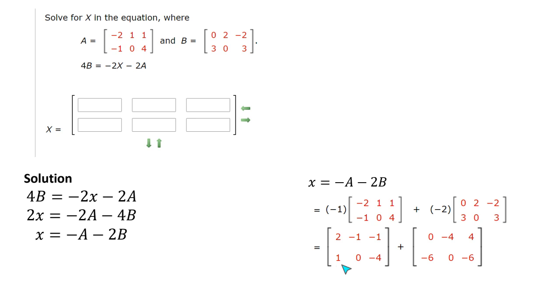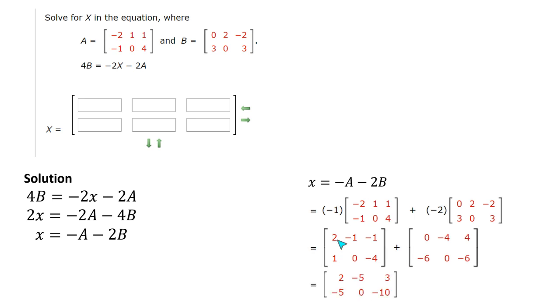My order, just double checking, is 2 by 3, 2 by 3, so I can add them. So 2 plus 0 is 2. Negative 1 plus negative 4 is negative 5. Negative 1 plus 4 is 3. 1 plus negative 6 is negative 5. 0 plus 0 is 0. And then we have negative 4, negative 6, negative 10.